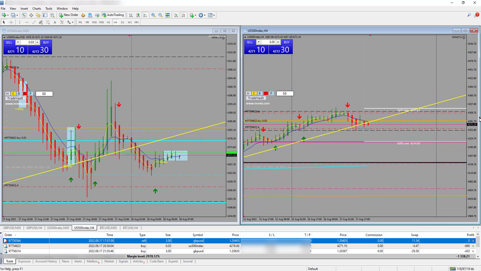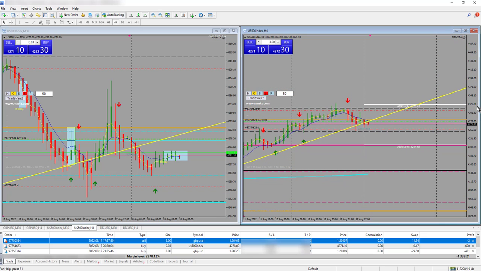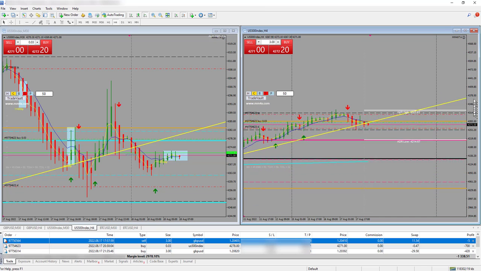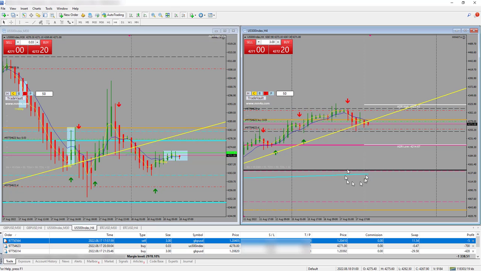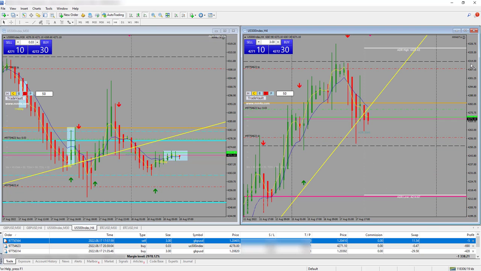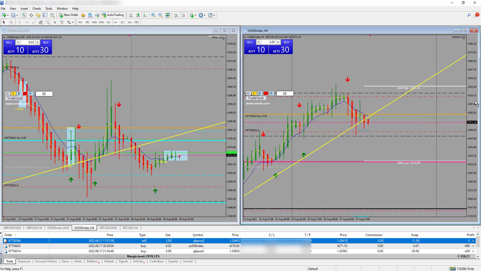Overall, it's a bullish month for this pair, as price has been above the super high of the month, which is right here, right where this 800 moving average is. This is the super high of the month, all right? And so price is still above it. So this is a bullish momentum for the whole month of August right now.